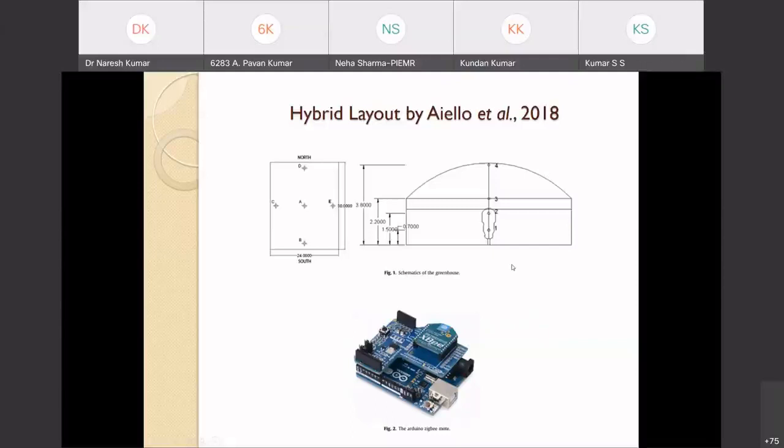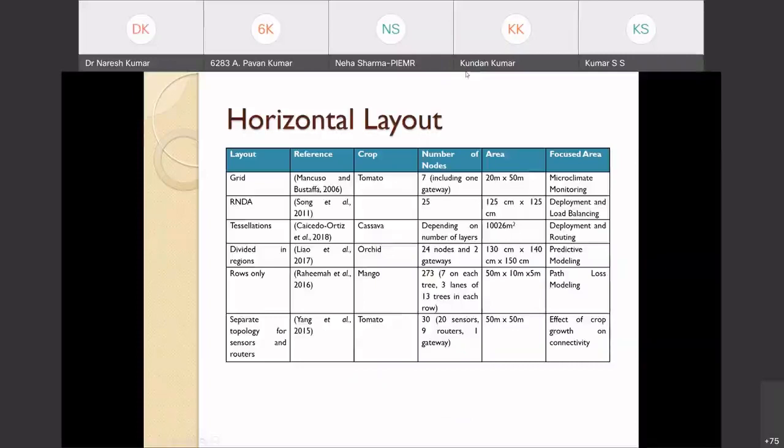Then we captured similar information from other studies, which use the horizontal kind of layout. So we made one table with the kind of layout, the kind of crop being cultivated, the number of nodes that were used, the area of the greenhouse, and what their focus was, whether it was predictive modeling or some microclimatic modeling that was being done.